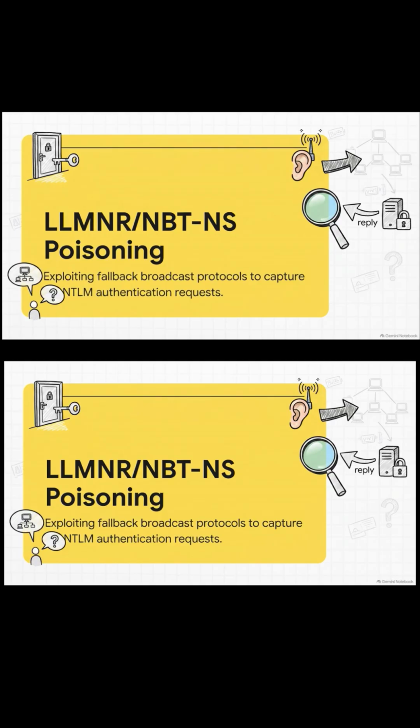Let's make this concrete. Imagine you're in a big office building. The official directory is totally down, so you just yell down the hallway, "Hey, where's the printer?" That's exactly what these fallback broadcast protocols do. They shout out to the local network for directions.